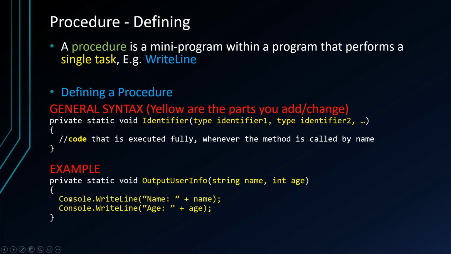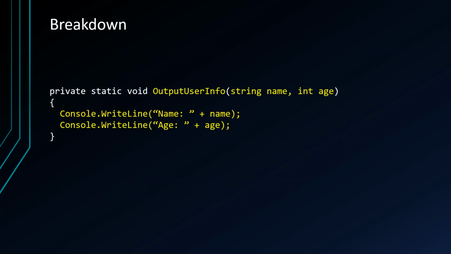Inside is my logic that's going to execute every single time we call this subprogram OutputUserInfo. It's going to say display on the screen name and then the current value that's stored inside this variable. And then age and then the current value that's stored inside this variable. You might be like, well, what value is in there? Well, that'll depend on when we call the function, or call the procedure. What values are we going to give to it? You'll see that soon. So let's break this down so you can actually understand what's going on here.